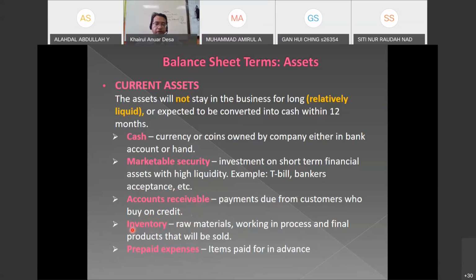Any question? How about the inventory? Inventory is the stock that we buy and then we sell. That is the inventory. Okay. Inventory is the item that we buy, we wrap it, we do enhancement, we do some moderations to our stock, and then we process it, and then we sell. That is the inventory. Okay.